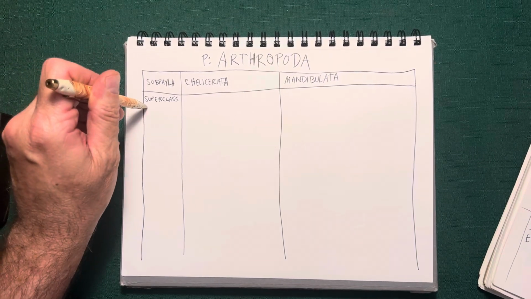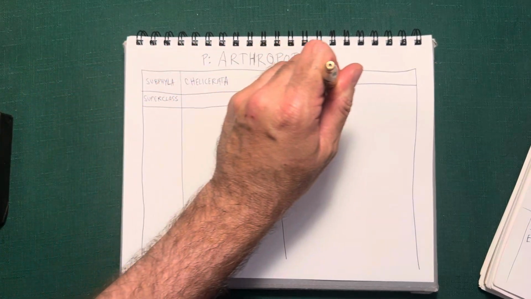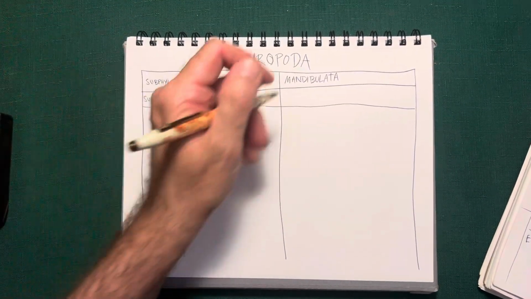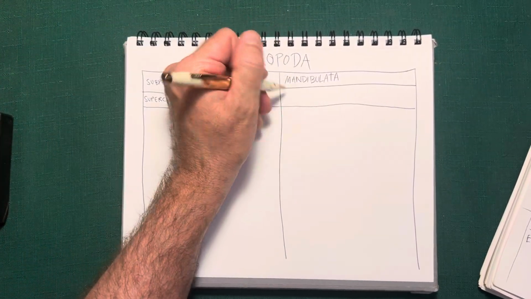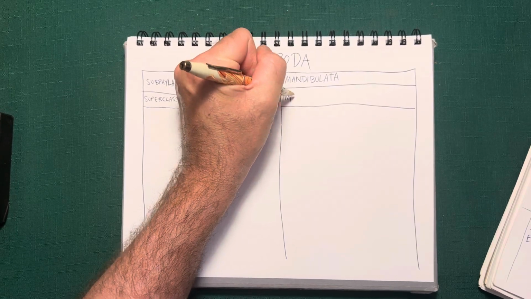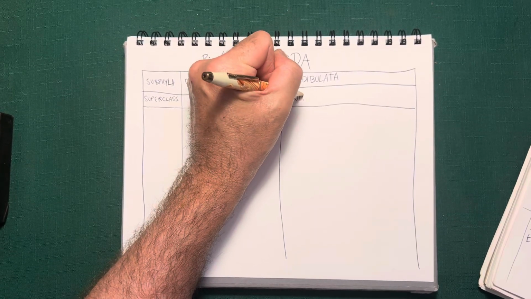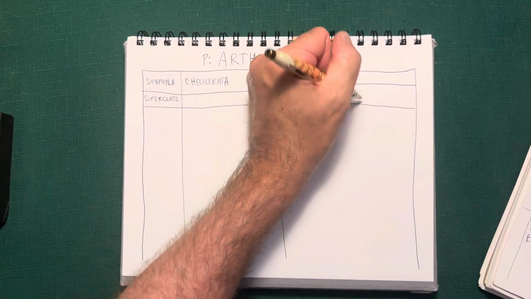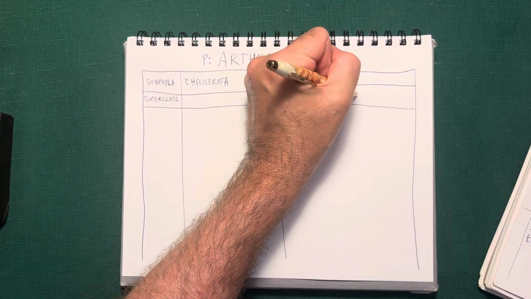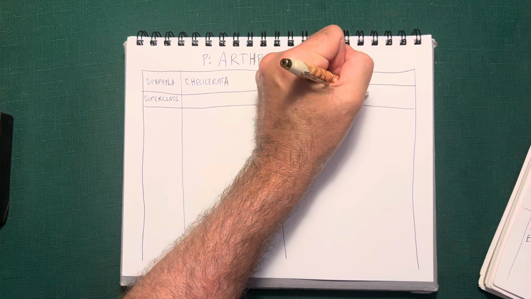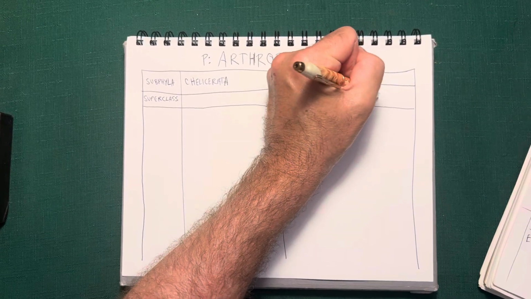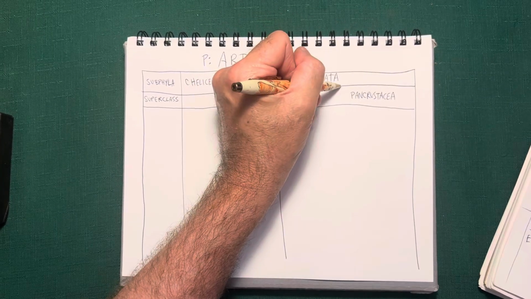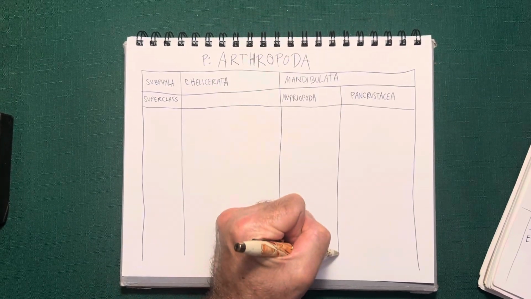Okay, so within the Mandibulata, because it is so hyperdiverse, we've got 2 superclasses, which we're going to call Myriapoda, which means many legs, and the other one is called Pancrustacea. So it's going to include crustaceans, but it's also going to include something else.